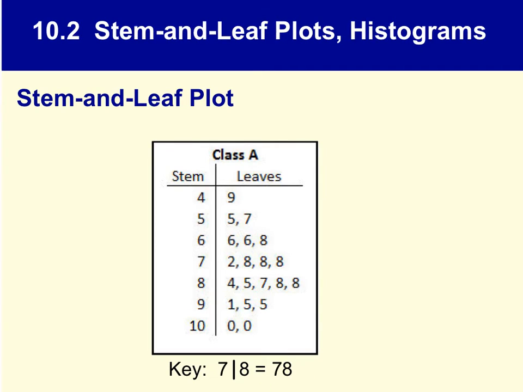So the key will tell you that that represents the number 78. If you look at the 7, you've got a 2 for a leaf, an 8 for a leaf, an 8, and an 8. So each of these leaves go with the 7. So you've got a 72, a 78, a 78, and another 78. The next row you have an 84, 85, 87, 88, and 88. Now if you get up to the 10, if you have a 10 and you put a 0 on the end, that's 100, so you have two 100s.